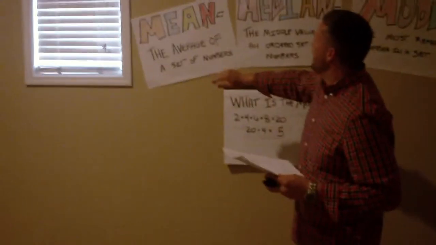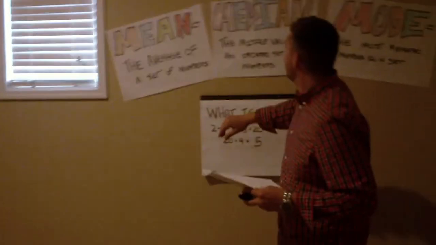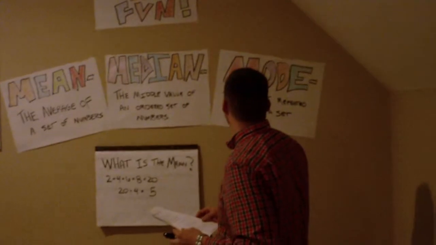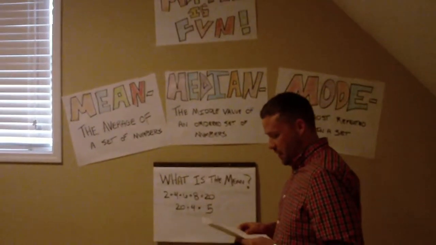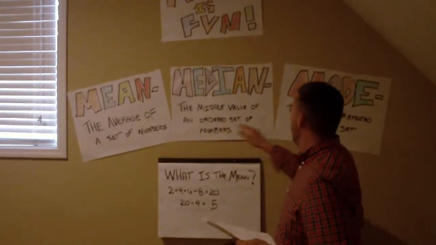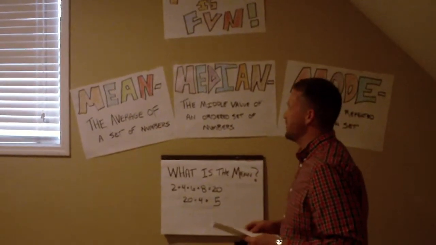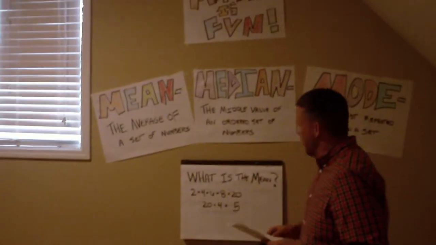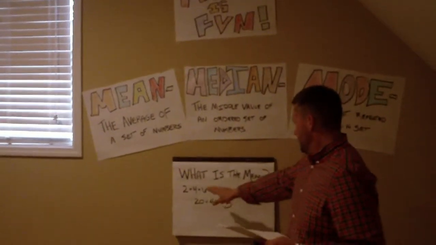The mean is the average of a set of numbers, the median is the middle value of an ordered set of numbers, and the mode is the most repeated number in a set. So all of these, the mean, median, and mode, have different uses in statistics and data that you can use. So we're going to start out with mean. For example, the mean, we'll do an example here.